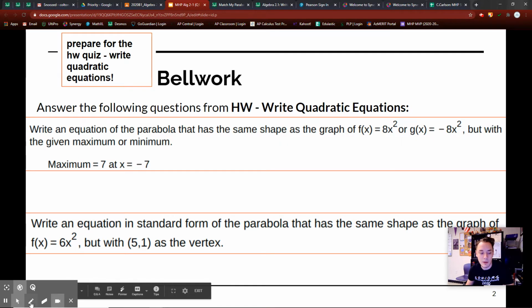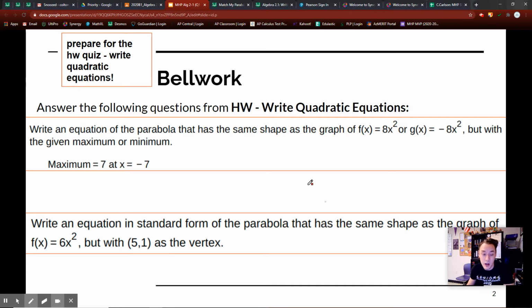These are the two bell work questions. I'm going to go through these fast. I don't want to make this video more than 10 minutes long. So write an equation of the parabola that has the same shape as either this or that. Remember, this is when it's a min, and this is when it's a max. So negative is when it's a max, plus is when it's a min. So if they say, find me a max, I'm not going to be using this. I'm going to be using this.